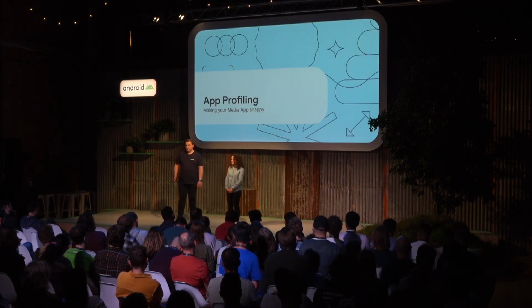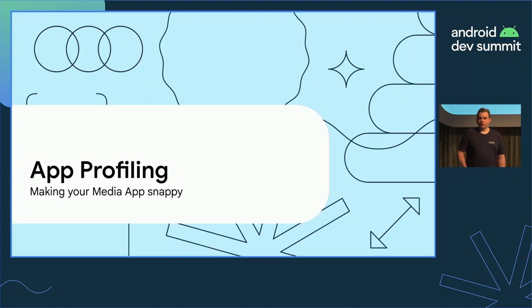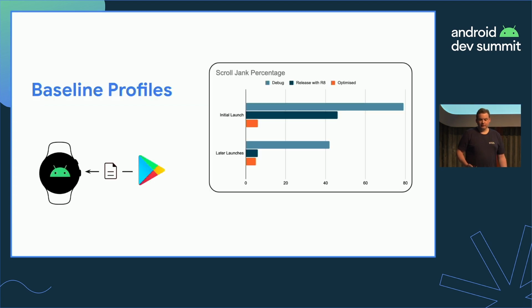App profiling, and macro benchmark specifically, are essential tools when you're ready to publish your Wear OS app to the Play Store. More generally, we consider app startup and jank something every developer should be measuring throughout their development. Baseline profiles are how the Play Store optimizes the apps you install from the first run.